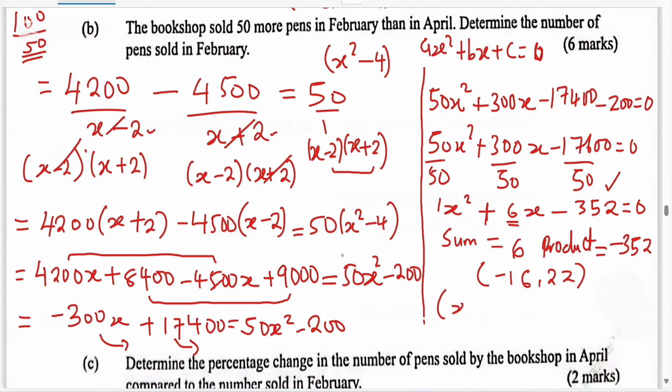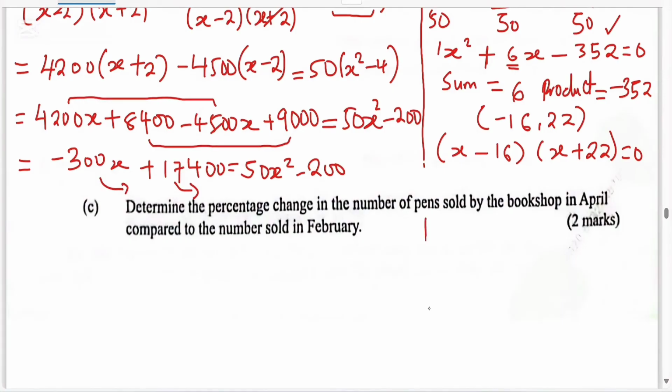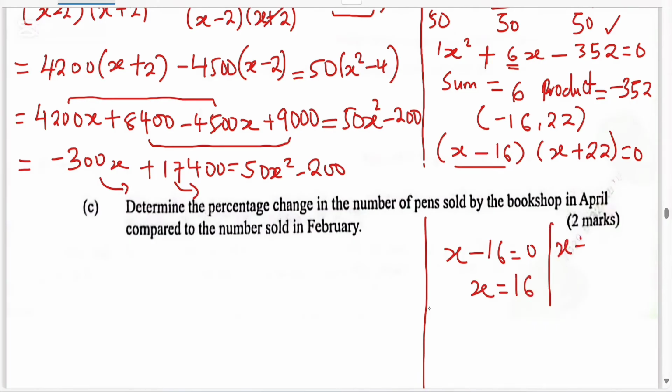We just do this: x minus 16. That's the first factor, first bracket. The other one, x plus 22, equal to 0. Okay, up to there. So what does this mean? You want to solve for x. So it means that your first bracket here, you equate it to 0. So therefore your x becomes positive 16. While the other one, which is x plus 22, you also equate it to 0. But your x here becomes negative 22.